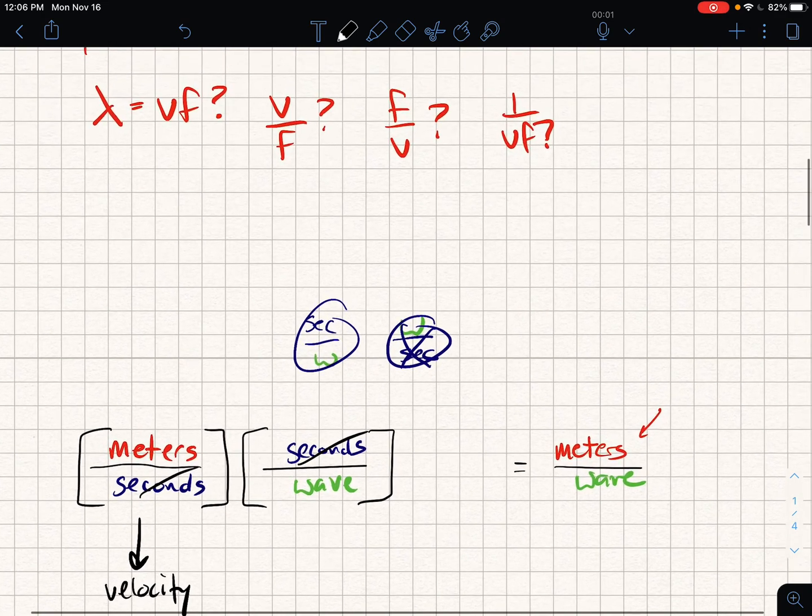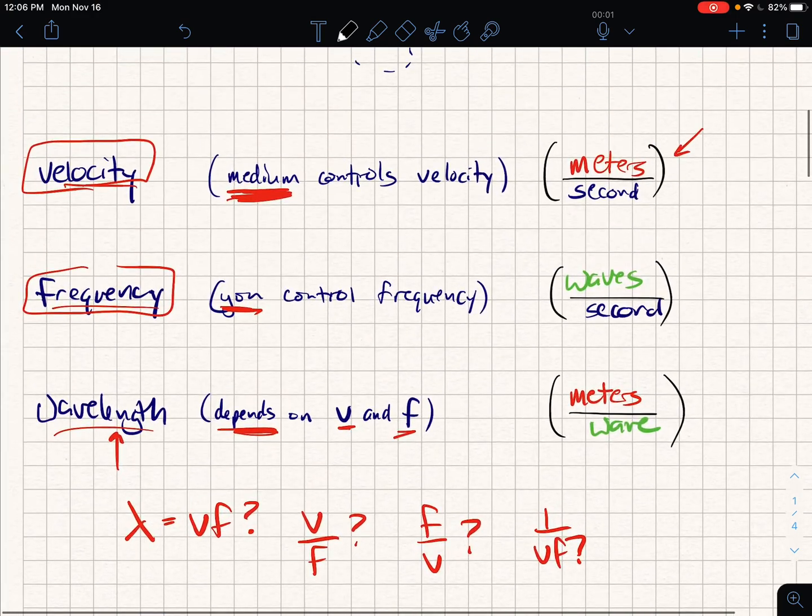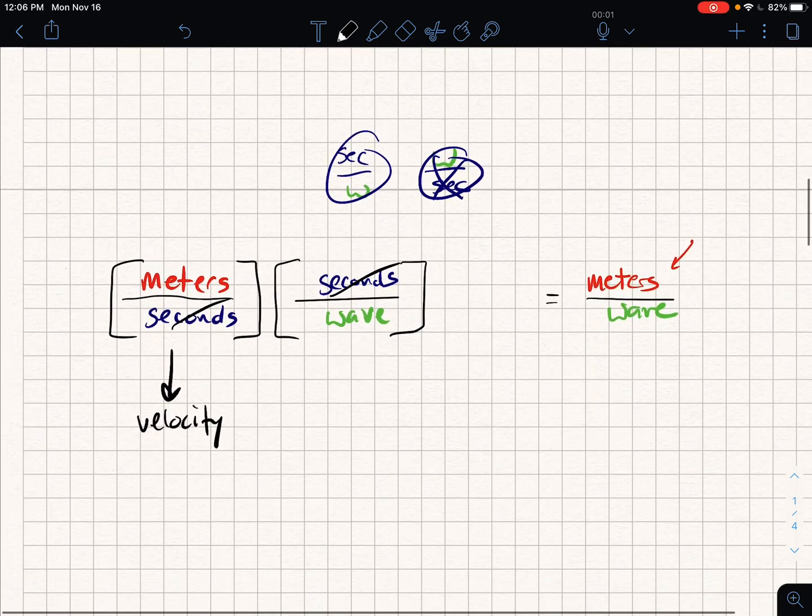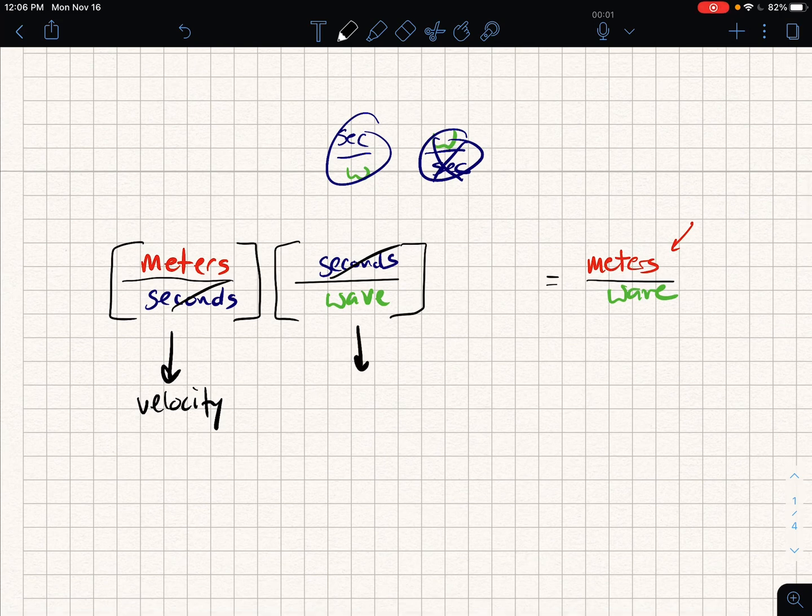Let's go back up and take a look at what seconds per wave are. It sure looks a whole lot like frequency, but it's upside down, isn't it? Frequency is waves per second. What I need to multiply this by is seconds per wave. So this is the upside down frequency, or the inverse, the reciprocal, if you will, of frequency.